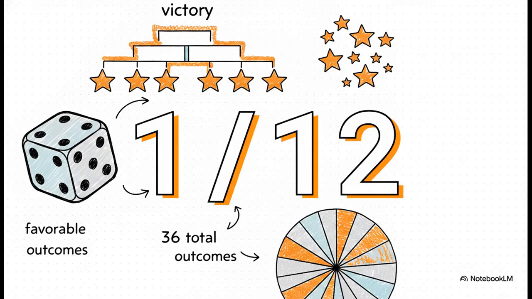And this brilliantly illustrates our first real bootcamp victory. We take our 3 favorable outcomes, divide by our 36 total outcomes, and we get 3/36. That simplifies perfectly down to 1/12. Look at that. You've just conquered the foundational logic.